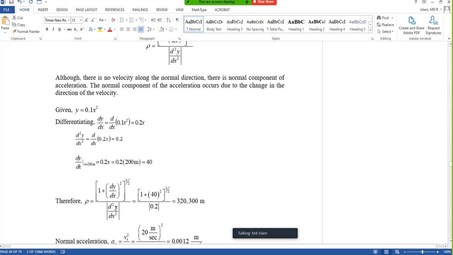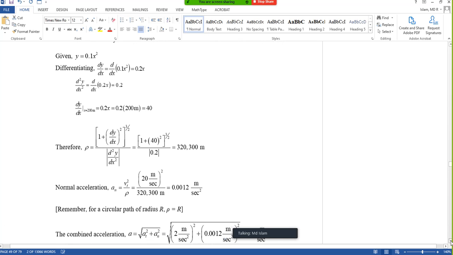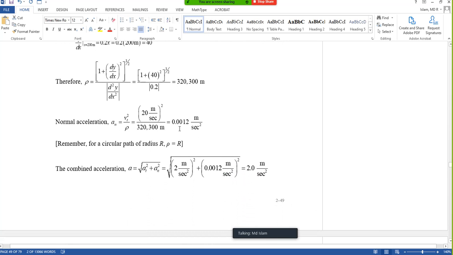Then they calculated rho, but mostly for civil engineering, rho is the radius. We try to make a circular segment for a horizontal curve. You will see in highway design, or maybe in your surveying class, that the geometry of the horizontal curve is circular. That is the ideal. If you make it circular, the radius of the curve is actually this. So if you make your road circular, your life will be very easy. Find normal acceleration and then find the combined. So that's the way to find combined acceleration.